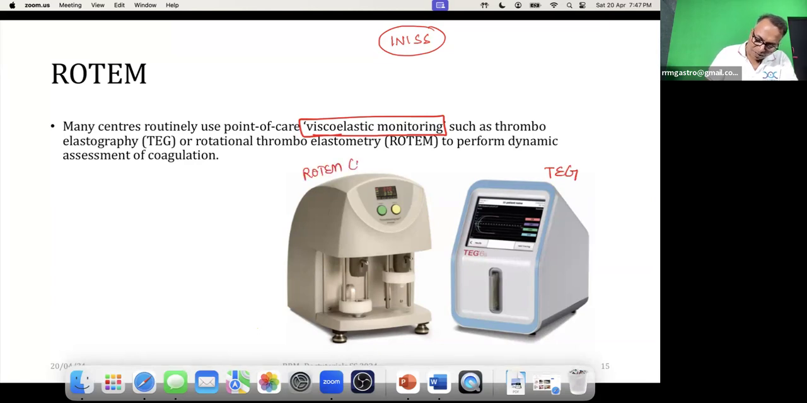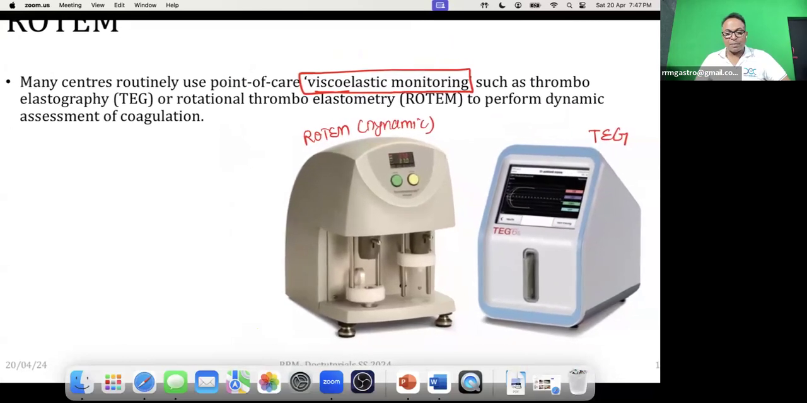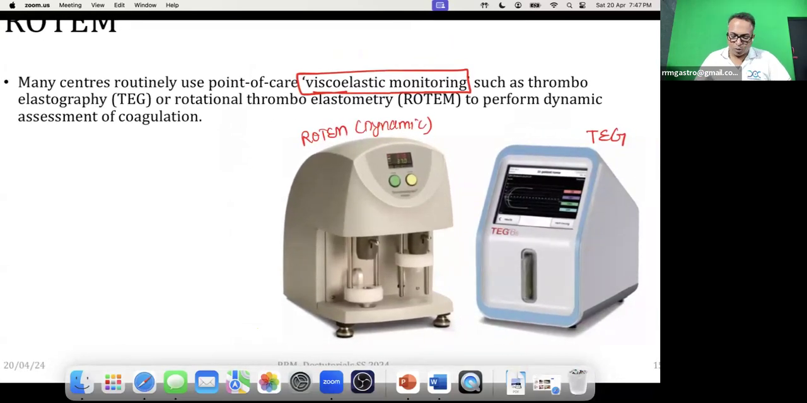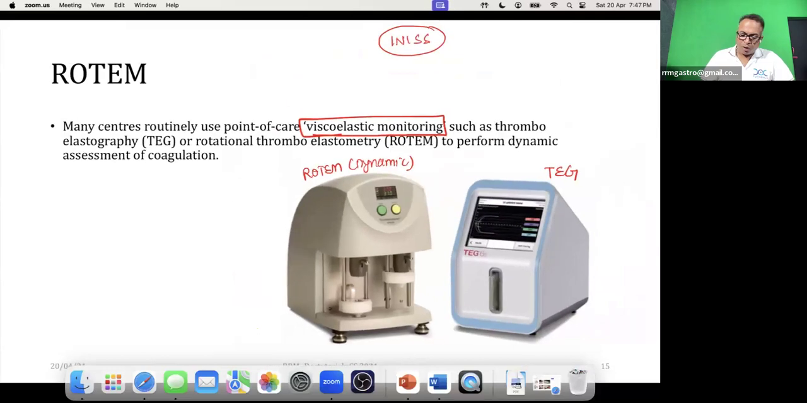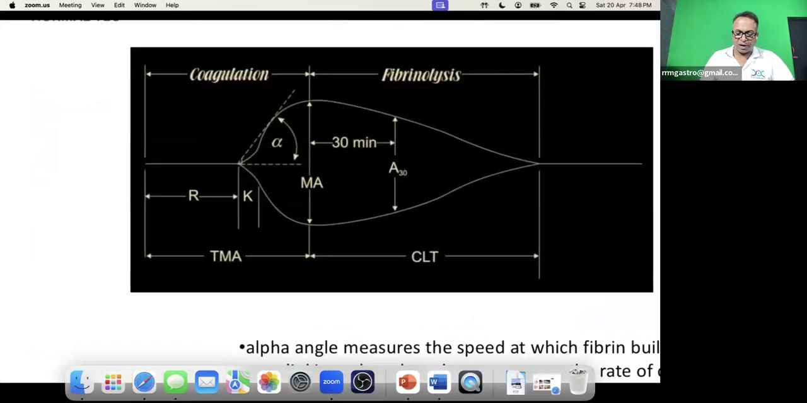So ROTEM is a dynamic measurement. It will show you the values immediately in the machine. But this is like a graph. It is an indirect measurement. It will take a little time. This is thromboelastography. And thromboelastography will give you an image graph. Can you see the image graph? This is the graph shown in the thromboelastography.